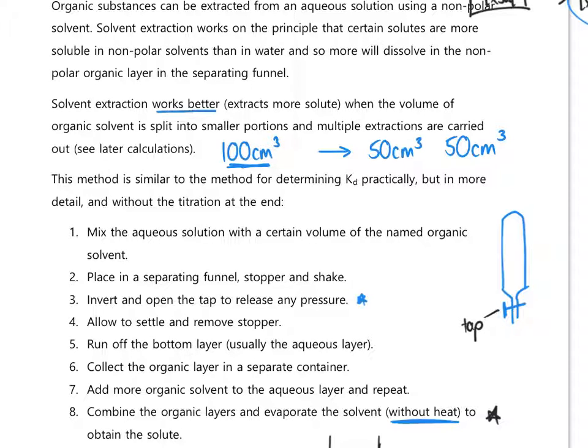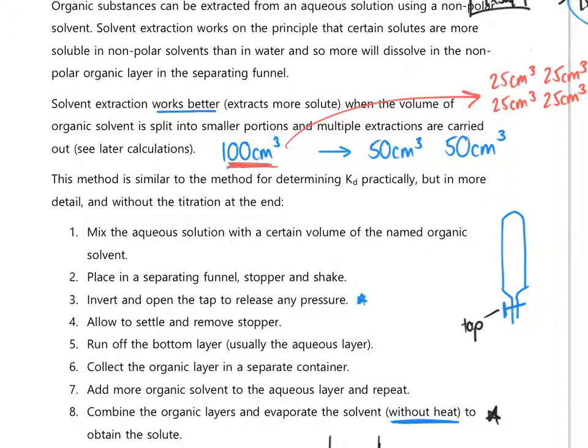solute extracted from that. Even better, if I split the 100 centimetres cubed up into 4 portions of 25 centimetres cubed and carry the extraction out 4 times, each with 25 centimetres cubed of my organic solvent, rather than doing it just once with 100 centimetres cubed. So you're using the same overall volume of your organic solvent, but it works much better if you split it up into smaller portions and do it a number of times. And we'll see that with our later calculations.